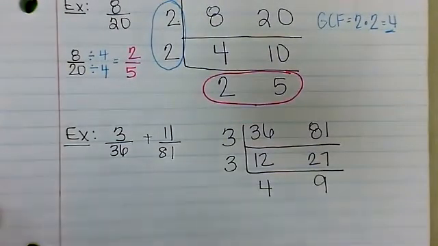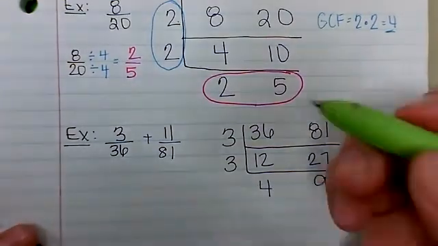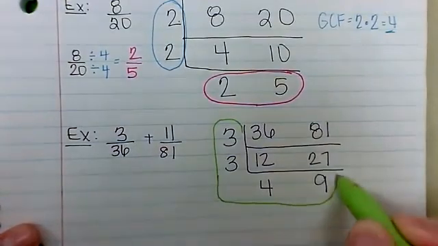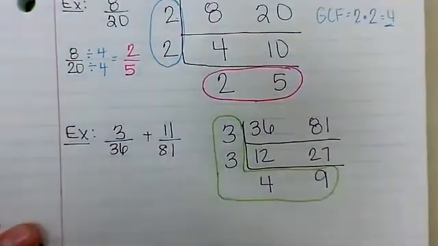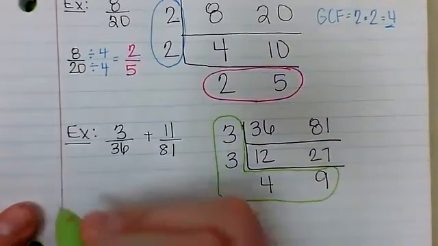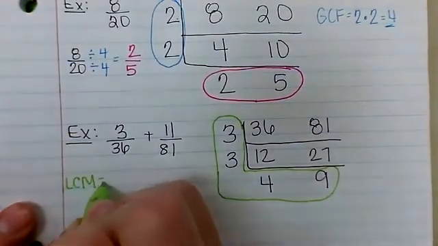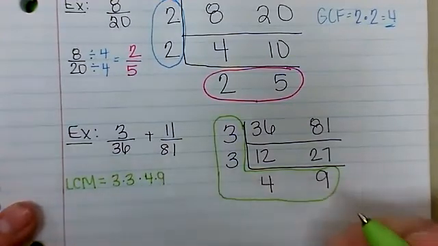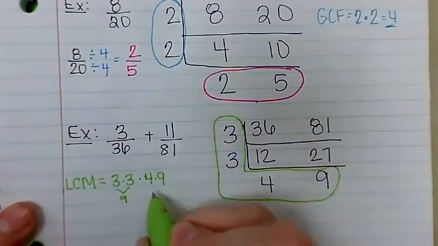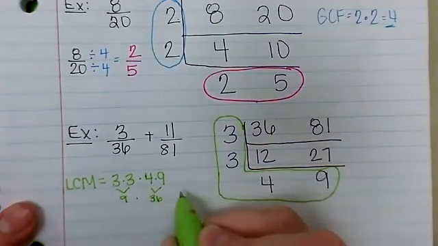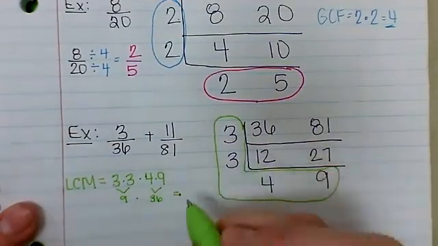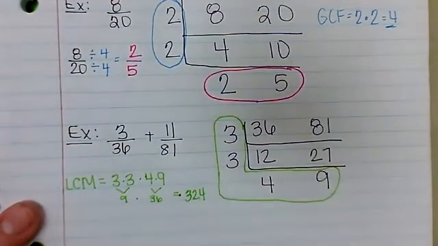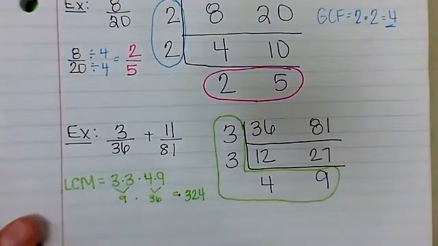So if I wanted to find the LCM, so the least common multiple, I would need to multiply all of the numbers together that I have on the outside. And it makes it look like an L. So the least common multiple would be 3 times 3 times 4 times 9. Well, this is 9, and this is 36. So 9 times 36 is 324. And then I can use that to make equivalent fractions.